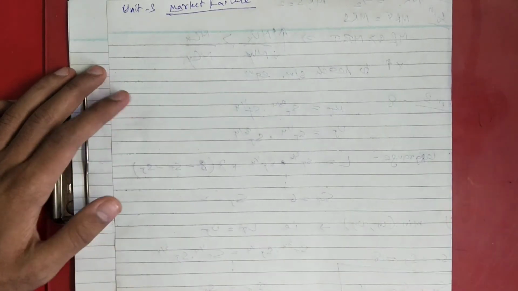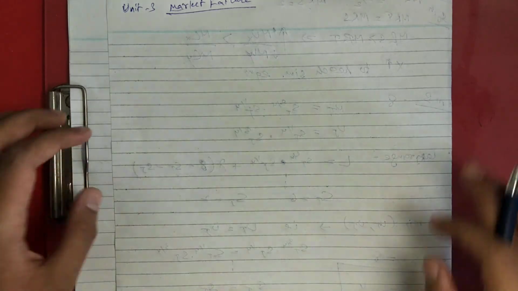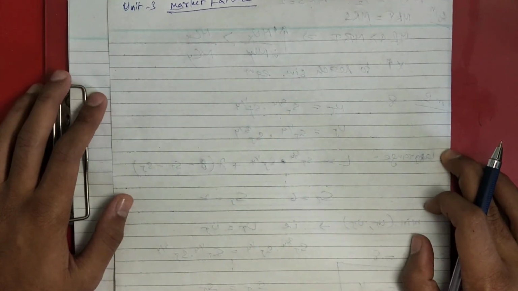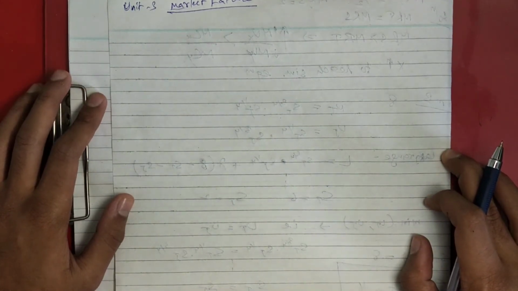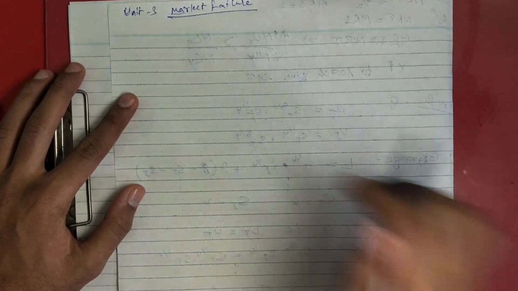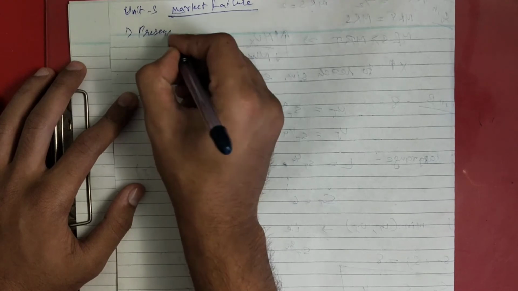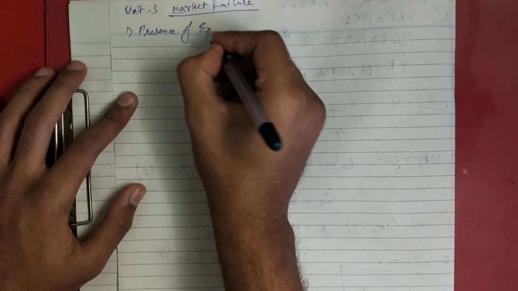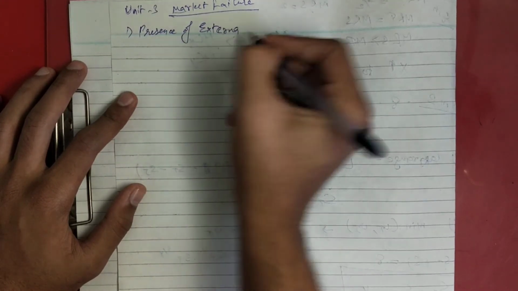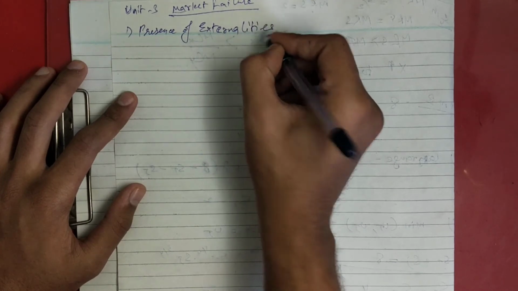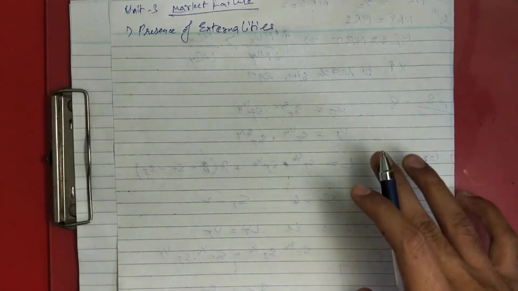Okay, so how does market failure arise? Now this question comes to mind, how does it occur? There are three possibilities for market failure to happen. The first possibility is the presence of externality. Okay, so this is the first case.